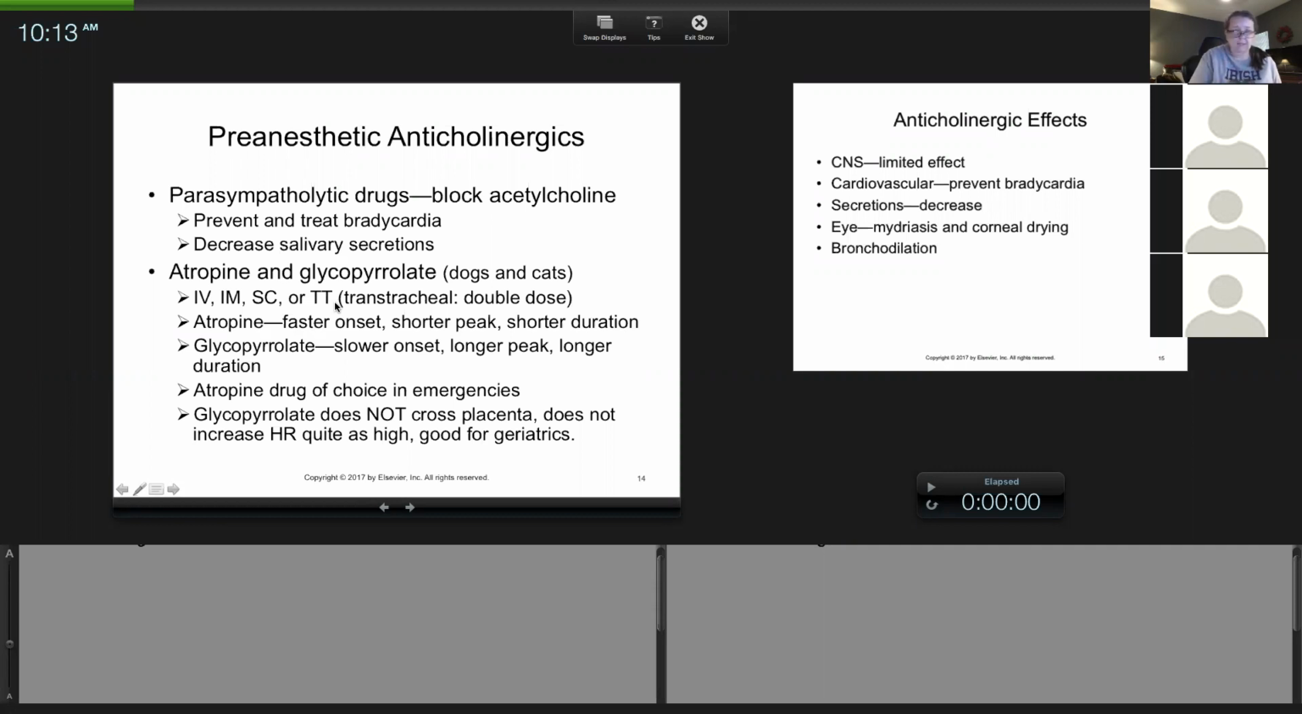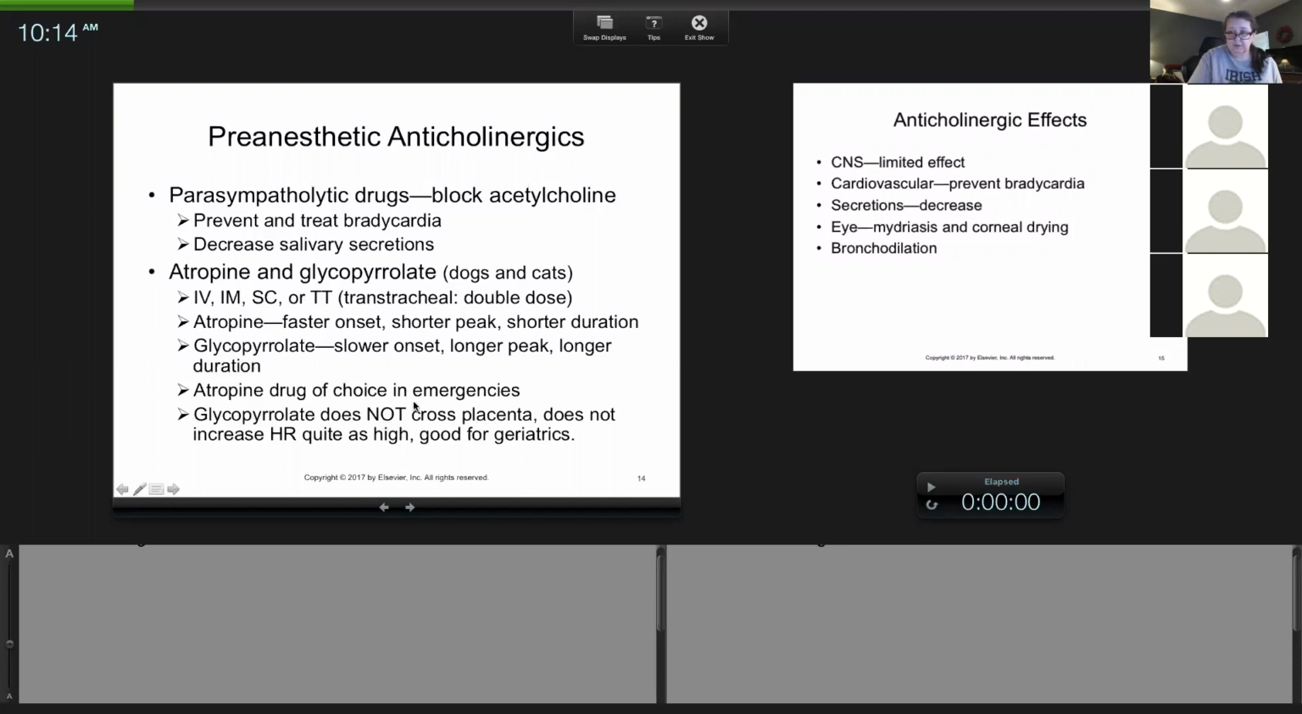doesn't kick in as fast. But I'm going to tell you an important thing. Atropine is the drug of choice in emergencies. If I have a severe bradycardia, like if I have a patient that has vagal stimulation and their heart rate plummets, or we think we're headed into like cardiac arrest, I'm going to give atropine because I know atropine is going to kick in and it's going to do the job. Glycopyrrolate does not kick in as fast, but what I like about glycopyrrolate, two things.